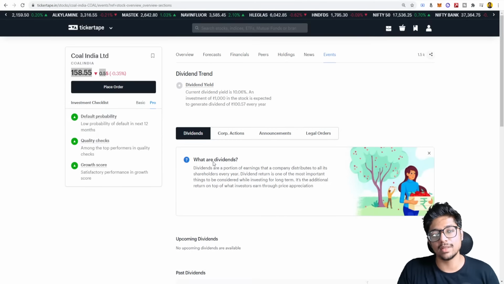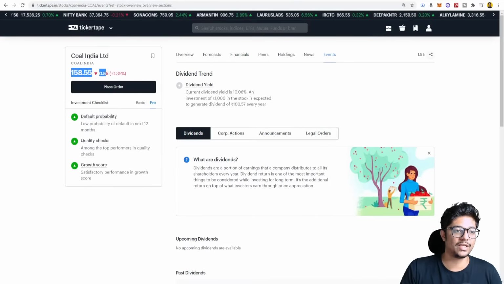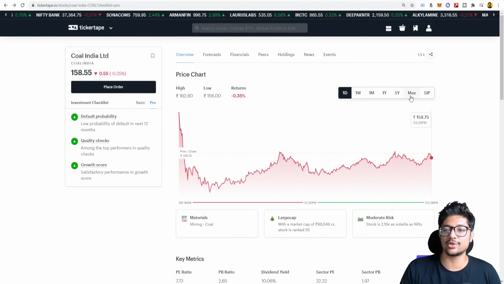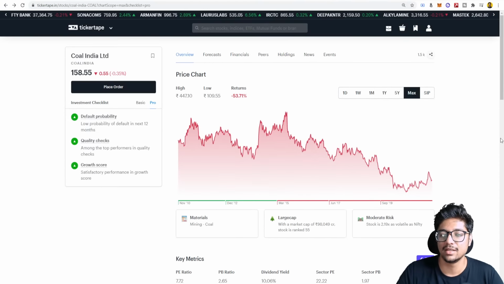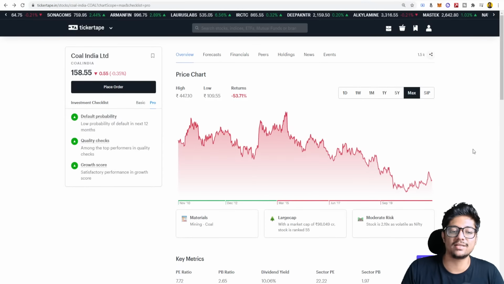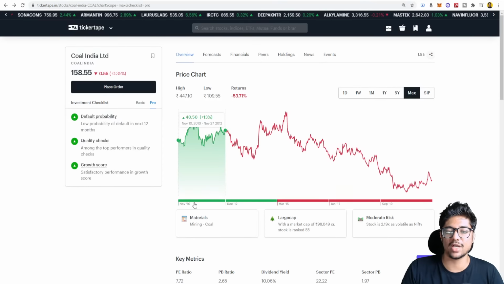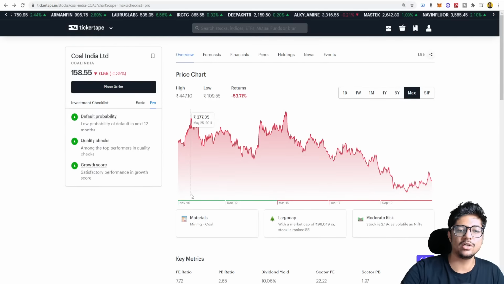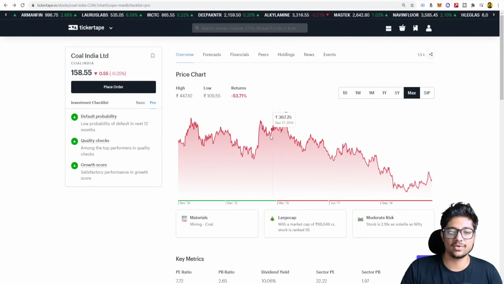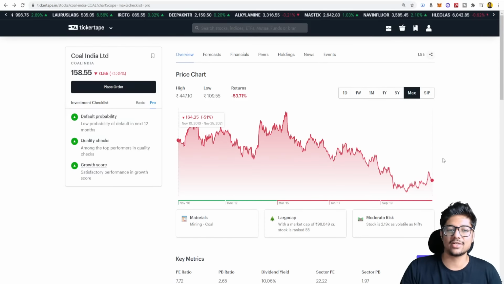But there is a problem, guys. There is a problem. Okay, let me show you what the problem is. Let me go to Coal India and show you the max chart. Okay, look at Coal India's maximum chart since 2010. Okay, maximum chart since 2010 has not been very attractive. Okay, maximum chart since 2010 has actually gone down 50%.